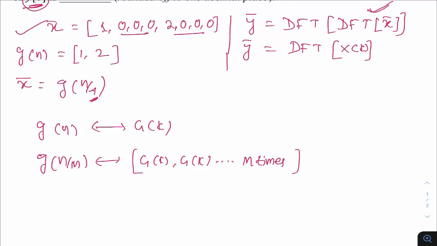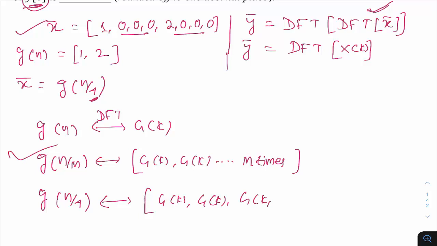But in my case, I need to deal with g of n by 4. So if the DFT of g of n is G of k, then the DFT of g of n by 4 is G of k 4 times. So I am writing G of k 4 times by this property. Questions on this have been asked in the past also, so this is a well-known property. I am writing 4 times because your M value is 4.